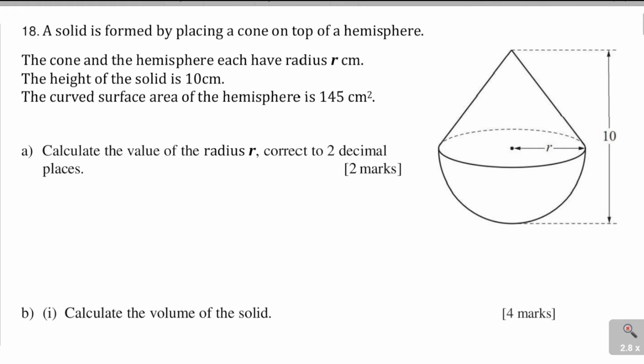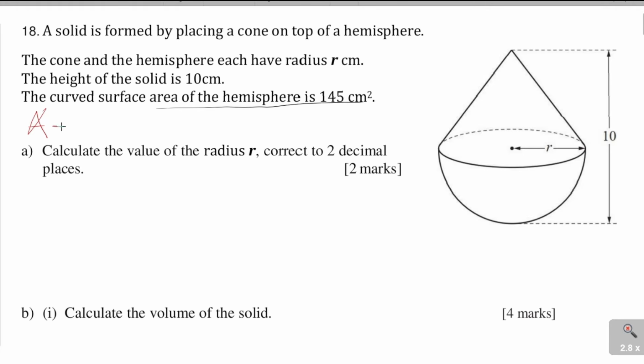Calculate the value of the radius r correct to 2 decimal places. 2 marks. So the first part, you're supposed to calculate the value of the radius. So what is going to help us? Now from this part, you have 10 centimeters as the height. Then you have the curved surface area of the hemisphere. This is what is going to help us. The curved surface area of the hemisphere.